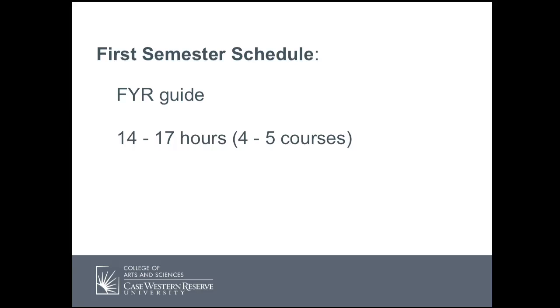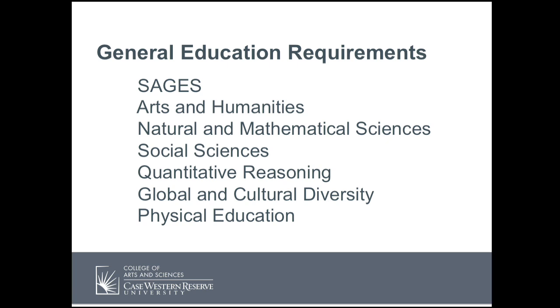The things that you should think about are your general education requirements. You're going to need to take a SAGES class. You're going to need to satisfy arts and humanities requirements, natural and mathematical sciences, social sciences, quantitative reasoning, global and cultural diversity, and physical education. So as you set your schedule, you want to make sure that you're looking at all those different possibilities.